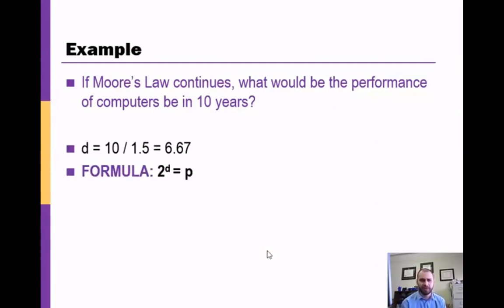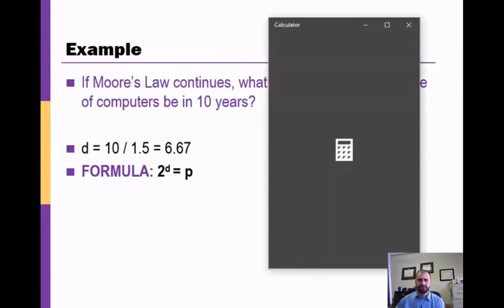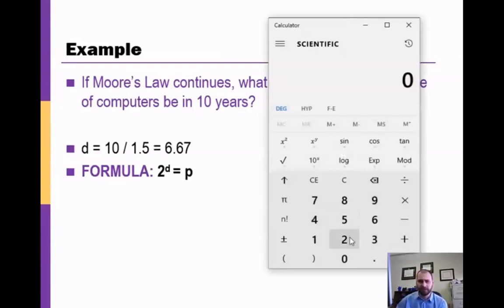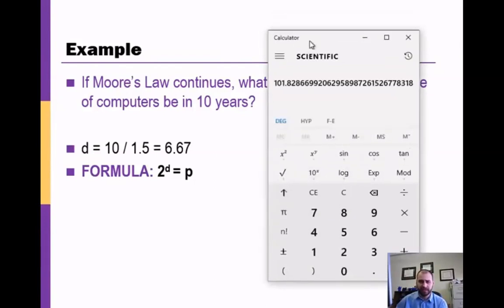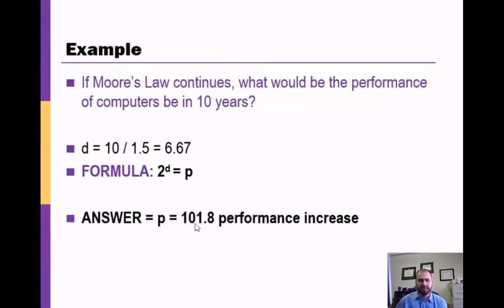All right, so we could use the formula we did before, which is 2 to the D equals P, and P in this case is our performance increase, right? The amount of performance increase. If we go ahead and do that, and I'll bring up a calculator again, we can see that if we go 2 to the 6.67, that gets us to almost 101.8 times the performance increase, right? So we can see that in a period of 10 years, we're solving for P here, the performance increase is roughly 100 times, right? So pretty dramatic. So we would see roughly 100 times the performance increase in a 10-year window and roughly a million times the performance increase over a 30-year window.